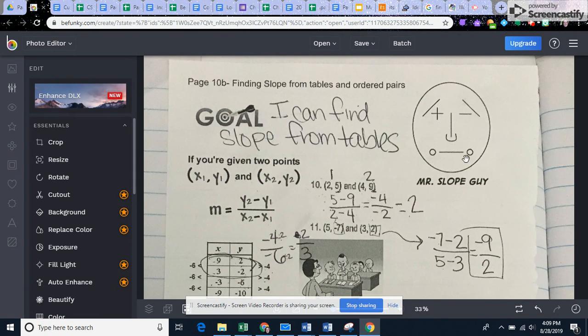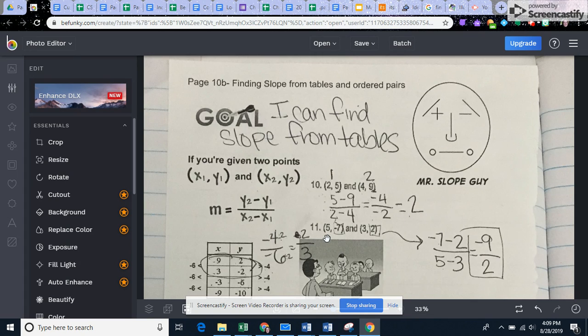So here's Mr. Slope Guy, and he tells you what direction the slope is going to go when you look at a graph. If it has a positive slope, it's going to start to the left, go to the right, and it's going to go up. Here it's going to go down. If it's starting high and getting lower, as you read it from left to right, it's negative. If it's a vertical line, it's going to be undefined slope, and if it's a horizontal line, it's going to have a zero slope. So he will be around on a few pages, especially when we start to graph.